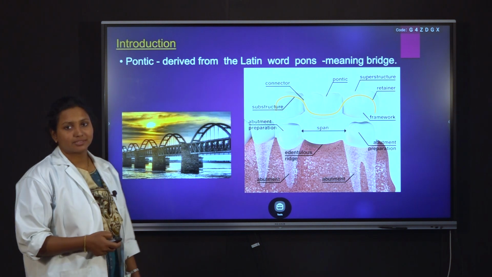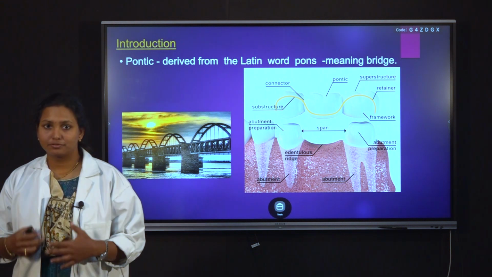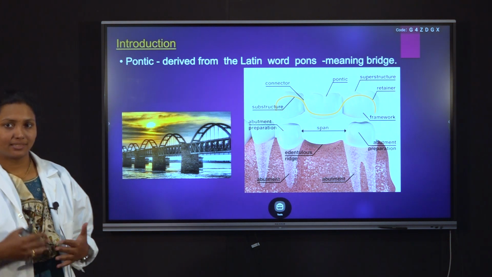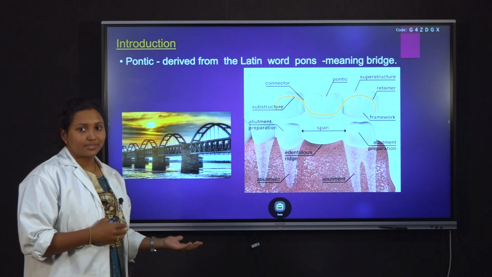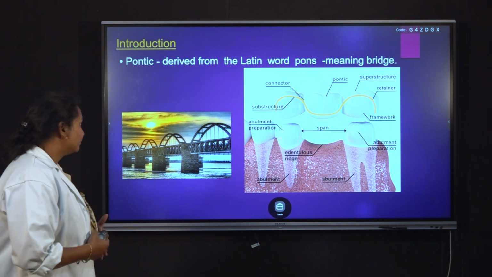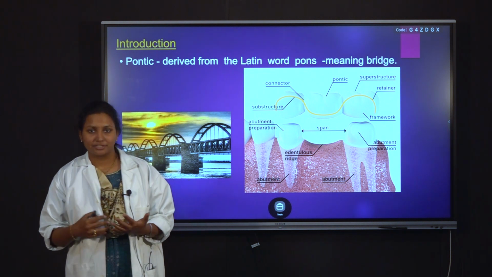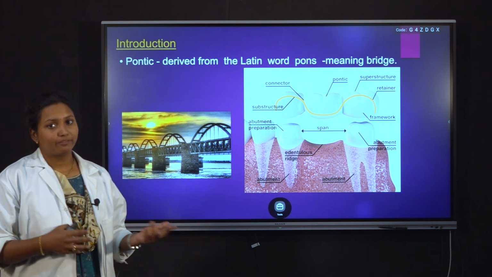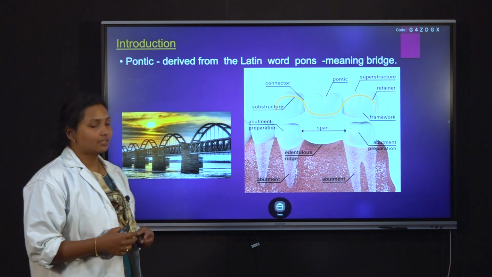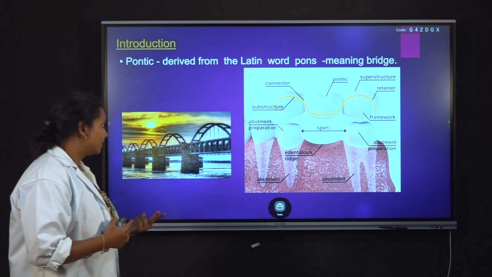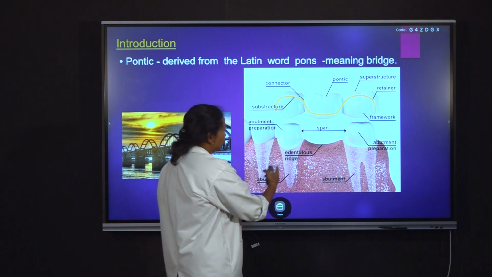So basically, what is a Pontic? Whenever there is loss of teeth, we have to replace the teeth either by removable process or by fixed process. Removable process, if you are giving, we call it a removable partial denture. In fixed process we have two options. One option is implant, the other option is fixed dental prosthesis. This is fixed dental prosthesis.